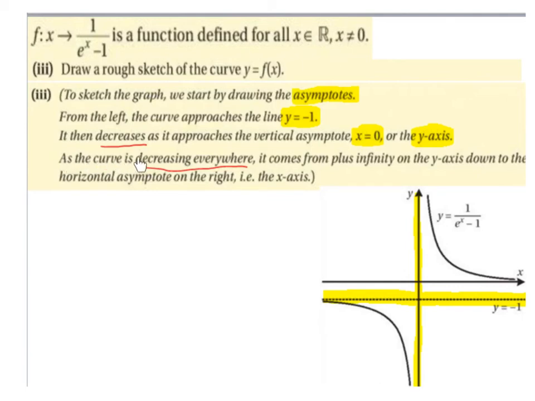As the curve is decreasing everywhere, it comes from plus infinity on the y-axis, down to the horizontal asymptote on the right, i.e. the x-axis.